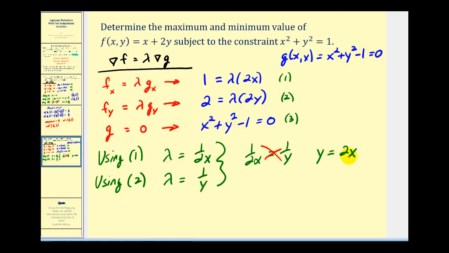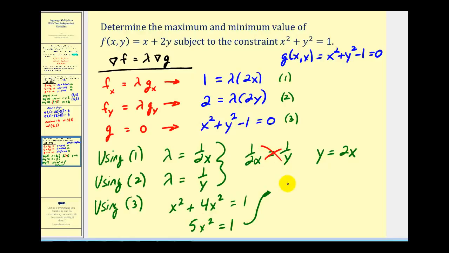Now we can use this to rewrite equation 3 in terms of one variable. So again, we're going to replace y with 2x. So we're going to have x squared plus, instead of y squared, we'll have 2x squared. That'll be 4x squared. Let's go ahead and move this 1 to the right side. So we'd have equals 1. So we have 5x squared equals 1. If we divide both sides by 5, we'll have x squared equals 1/5. We square root both sides here. So we have x equals plus or minus 1 over square root of 5.